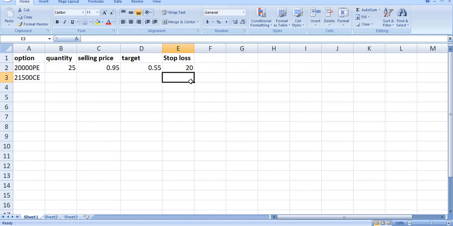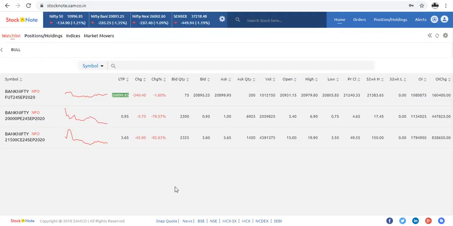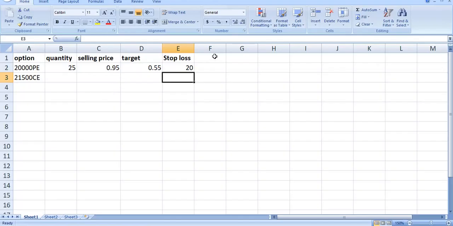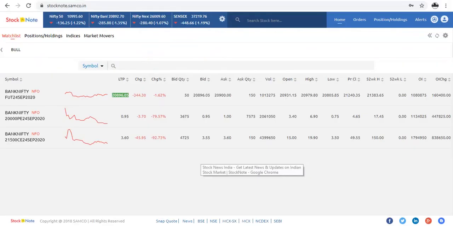Now you will be thinking why the stop loss is 20. Let me first place the order in this paper trading, then I will tell you. As you can see, I have placed the order with a 0.95 limit and it is trading at 0.95. So our order has been executed for 25 and our target and stop loss were also decided, okay traders.